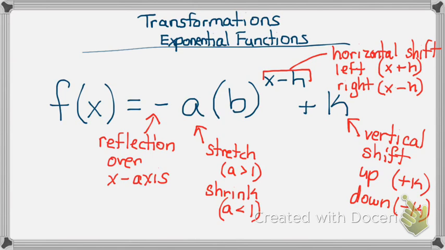And that last number, which is plus k, has a vertical shift up or down. If it's plus a number, it goes up. If it's minus a number, it goes down. All right, let's look at some examples.